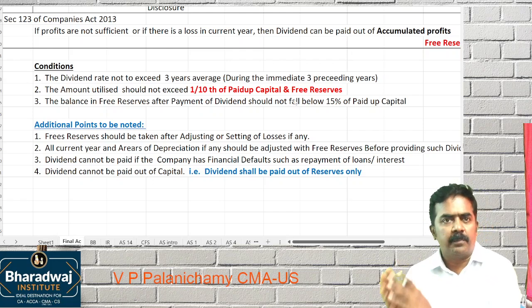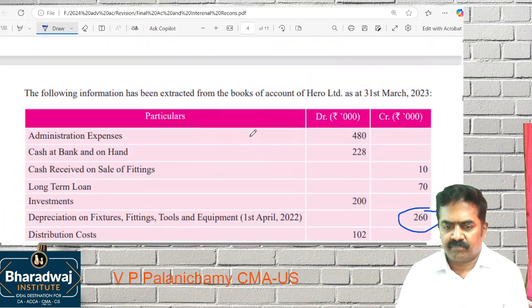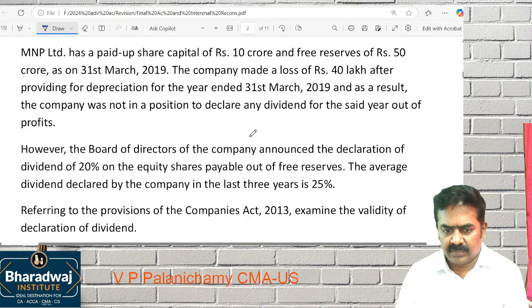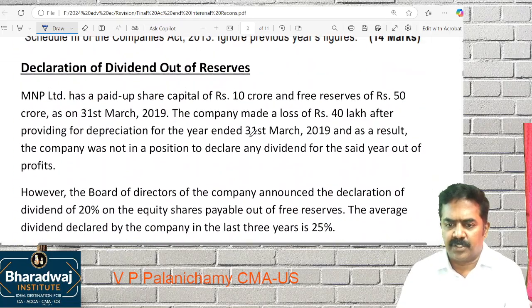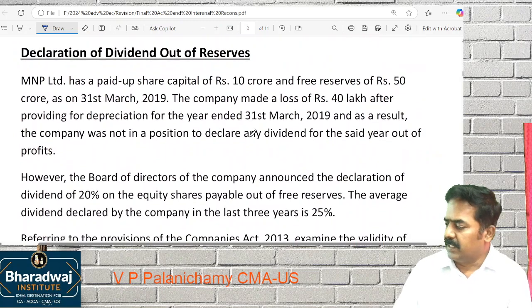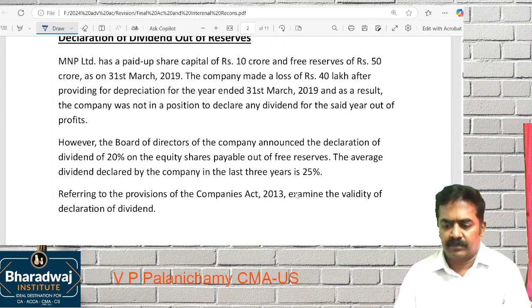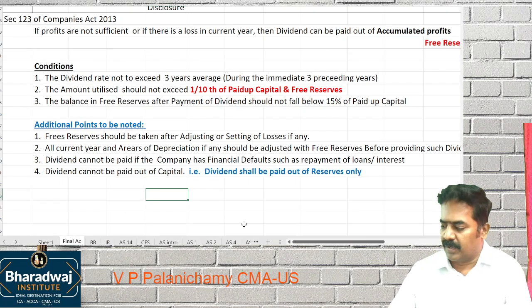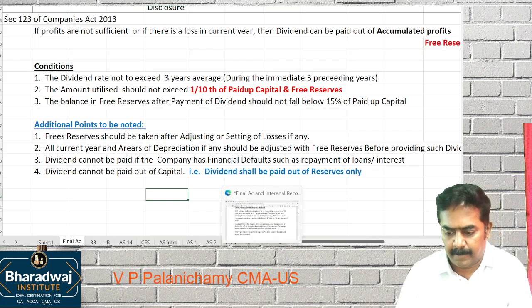Now, those who have completed, try that question. Which question? After the first question, on the second page, you can find declaration of dividend out of reserves. Try this question. Those who have not copied, please copy this. Those who have copied this, try that question.